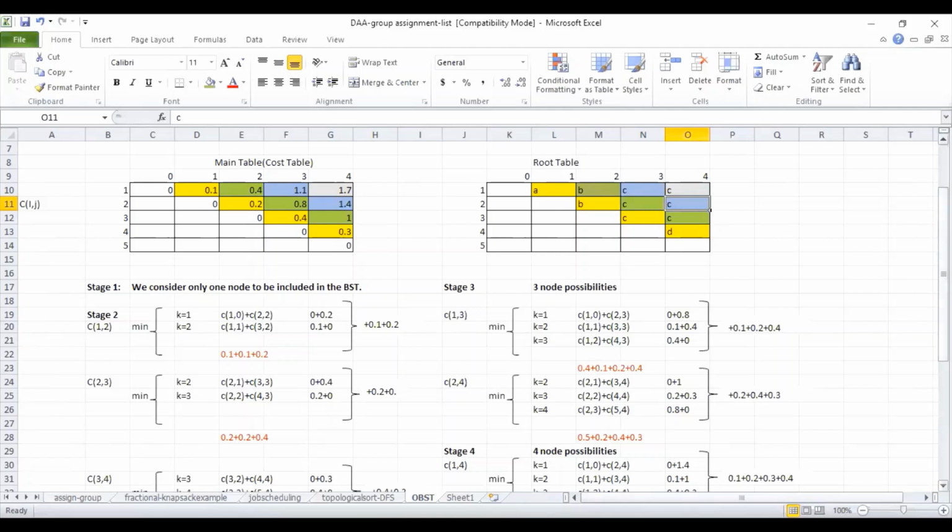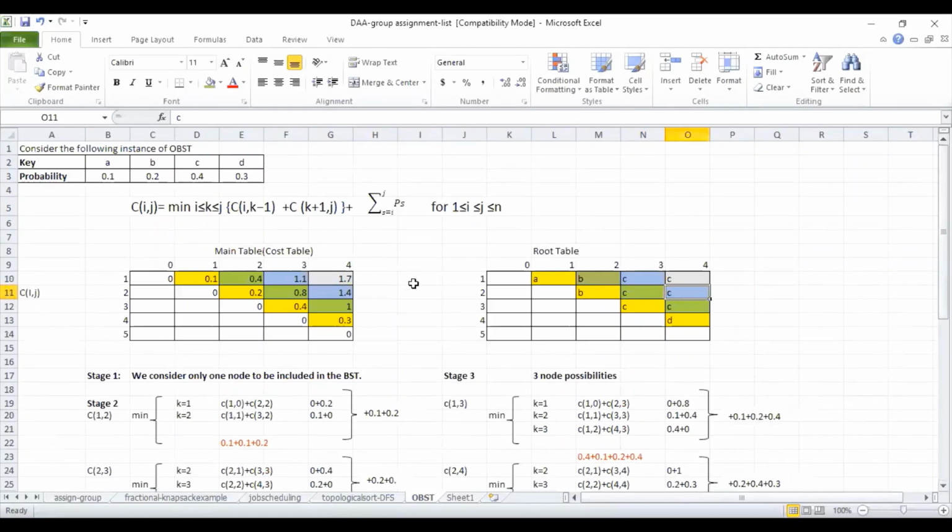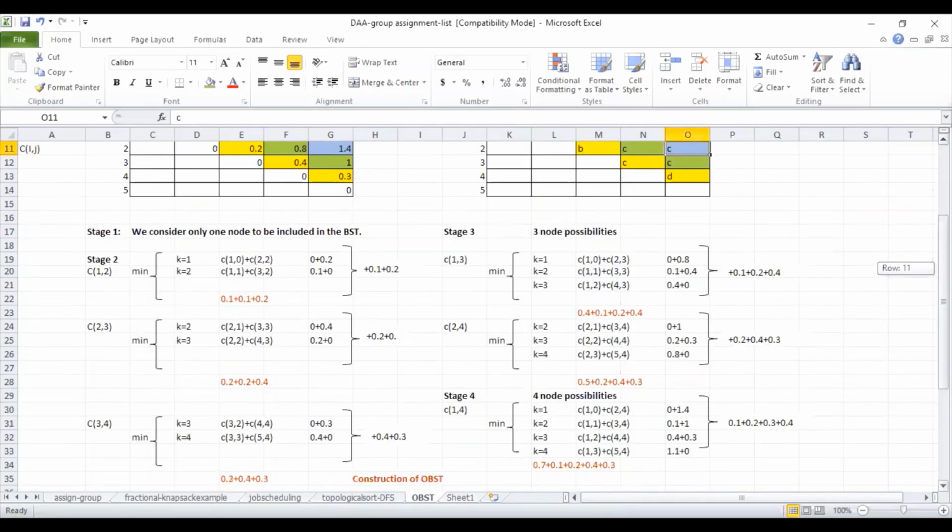But the same process would be repeated in stage 4. Stage 4 with 4 node possibilities, we have only one value, which is C(1,4) here. This is the final value, and this would be the final optimal binary search tree cost. With that, we come to the end of the optimal binary search tree construction.